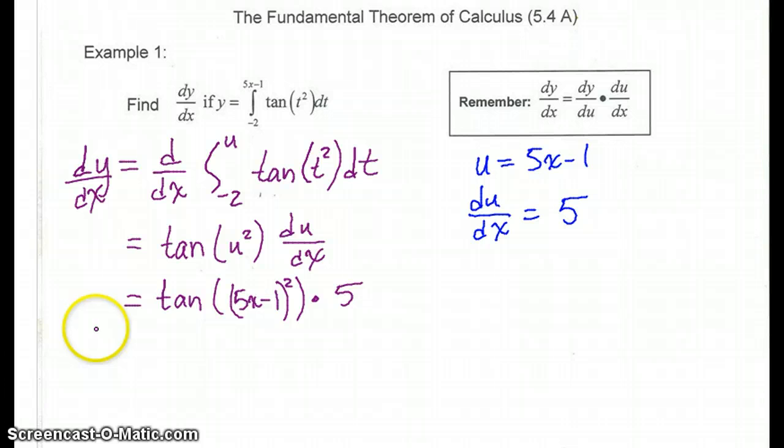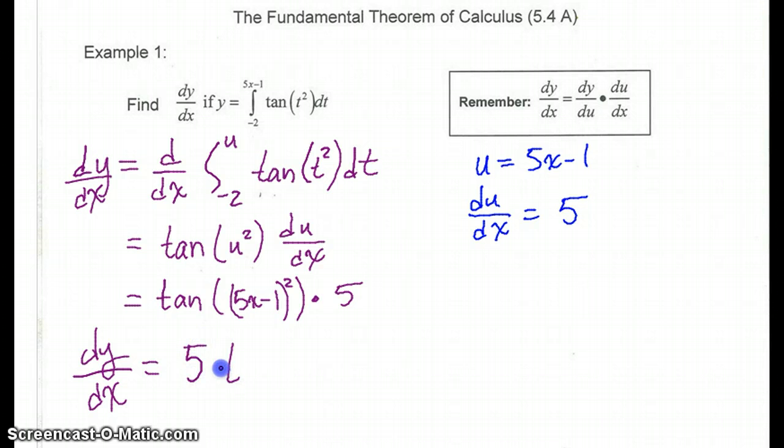And finally, that allows us to expand the binomial for a final answer of 5 tangent of 25x squared minus 10x plus 1.